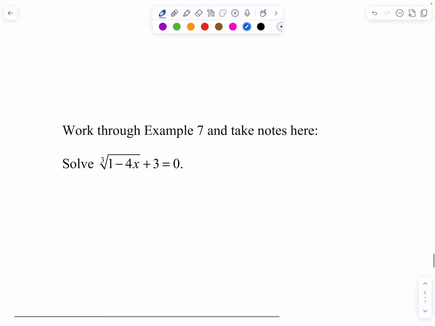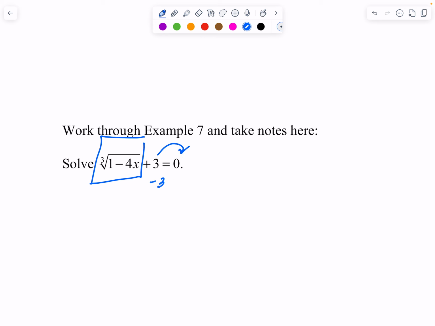So here's another one. Notice this time I've got the cube root. So it's just like the square root. I need to get this cube root all by itself, so I need to move that 3 to the other side. I'm going to do that by subtracting. So the cube root of 1 minus 4x is equal to negative 3. Remember when we had square roots? The way we undid it is we squared it. So guess what we're going to do to undo a cube root? We're going to cube it.